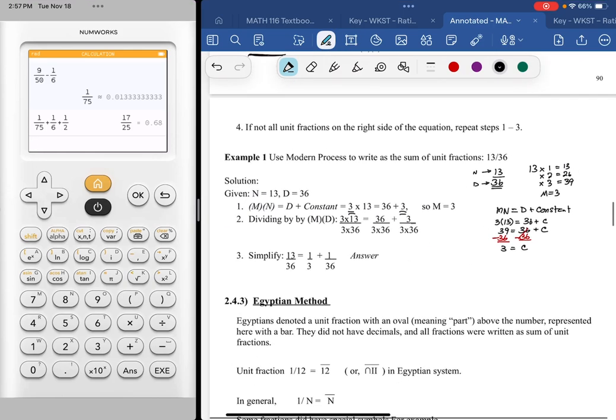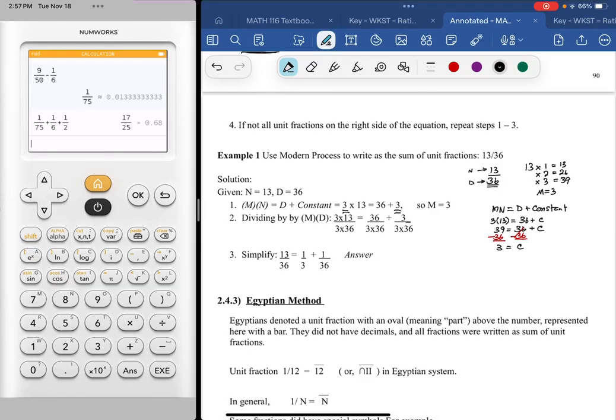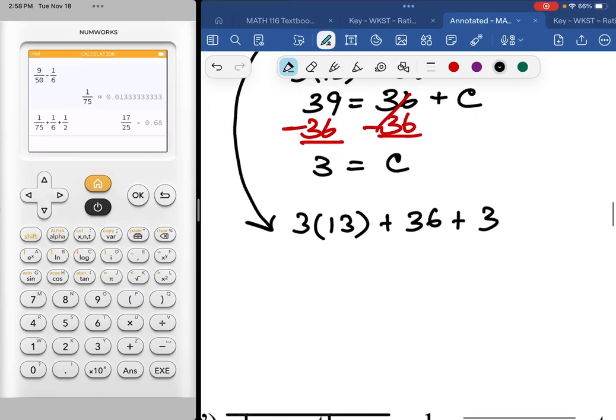All right. So when I set up the form of my formula, I could do mn equals d plus constant. So 3 times 13 equals 36 plus 3. Now, I showed the work here, but you could have just considered it. If the left is 39 and the right is 36 plus something, what's the something? You're probably going to come up with 3 fairly easily. I just realized I have a plus instead of an equal.